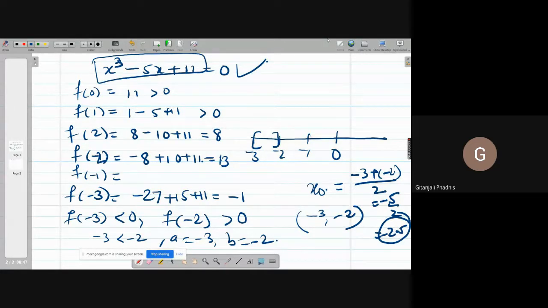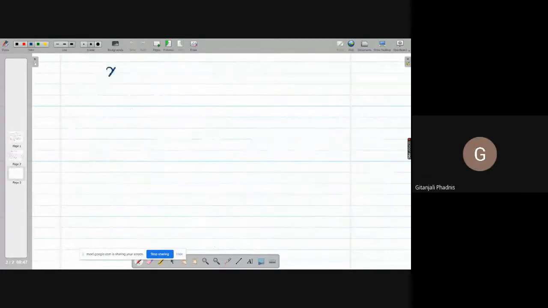Are you getting it now? Yes, I will give you another example. If I want to find the cube root of 30, then what should be my initial approximation? This you can easily guess.